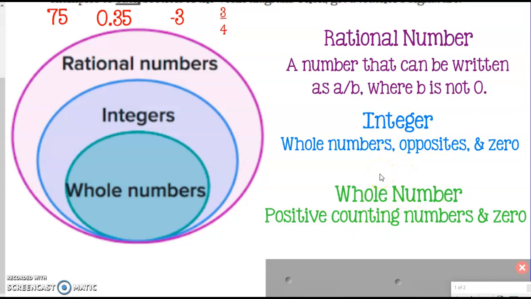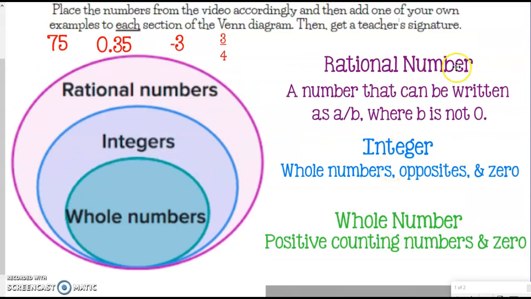Integers are virtually the same thing. The only difference now is you include the whole numbers and their opposites, which we'll talk more about in the next video, but that basically means they're negatives, right? So whole numbers, and then we're talking about like whole negatives, right? So for example, 1 and -1, and then also 0. So again, integers do not include decimals or fractions yet, but now we're adding in negatives. So that's the difference between whole number and integer.